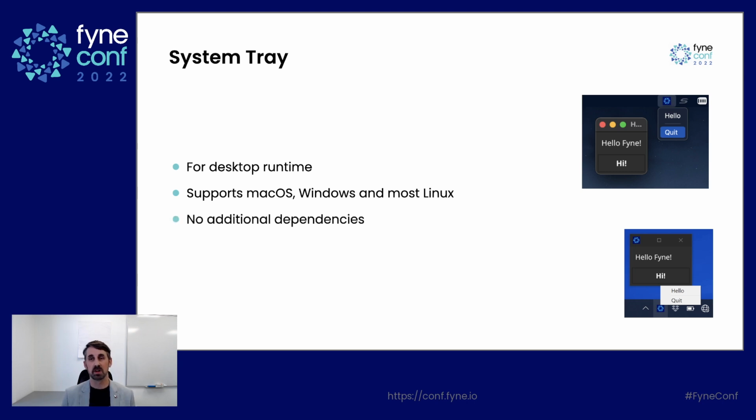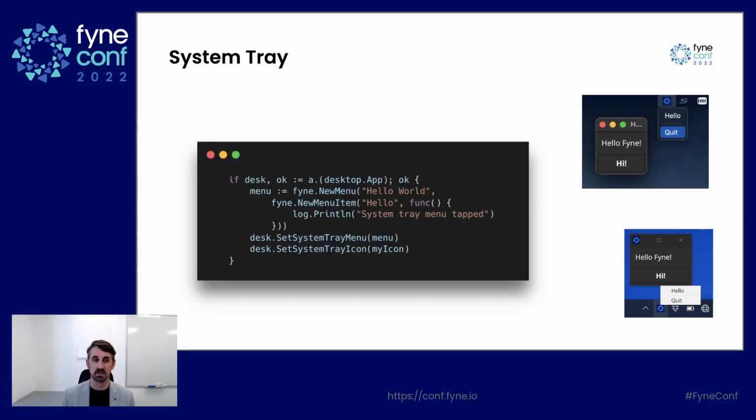This is going to be working without any additional dependencies, so no need to bring in libraries or external tools to make this happen. And it uses familiar types inside the Fyne APIs. We use the same menu data type that you would use for your main menu or pop-up menus, and we're using resources for the icons. So it should all look very familiar. Let's just see a little bit of code that demonstrates that.